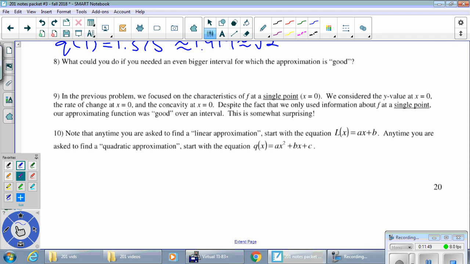What could you do if you needed an even bigger interval for which the approximation is good? You just go to a higher degree, right? The first one we did was linear, and that was pretty good in some respects. Then we did a quadratic, and that was better. It hugged the curve for longer. If we did a cubic, it would hug the curve for even longer. And in the GeoGebra example from the demo for today, you saw a 49th degree polynomial did a really good job of impersonating the sine function.